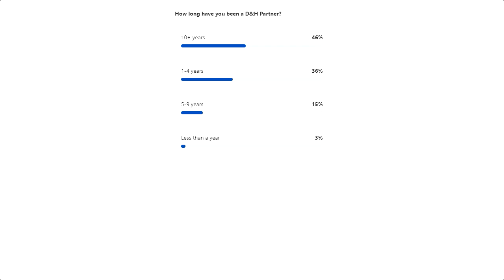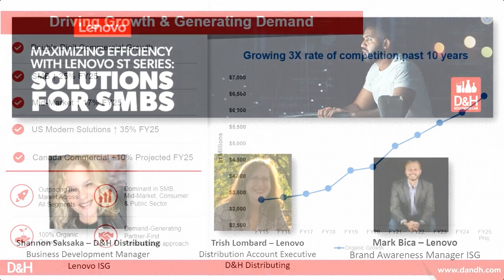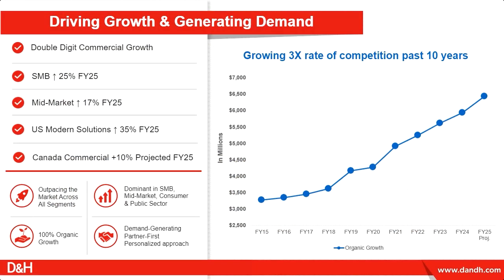All right, so perfect segue into this slide. Talk about built for growth. At the end, the most exciting thing to share is that we've been growing significantly, 3 times the rate of the competition over the past 10 years. You'll see some of the highlights with the double-digit commercial growth and also our growth within these specific markets. We definitely are outpacing the market across all segments, and I love to be able to share the 100% organic growth. That really applies to the Lenovo ISG practice as well.